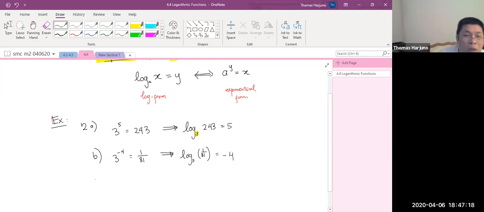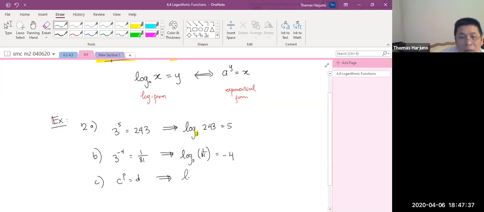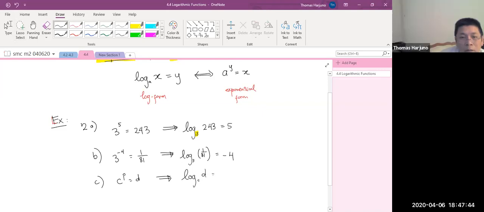That's right. How about part C? We have C to the P equals D. Then what will the log form be? Log base C of D equals P. That's right.